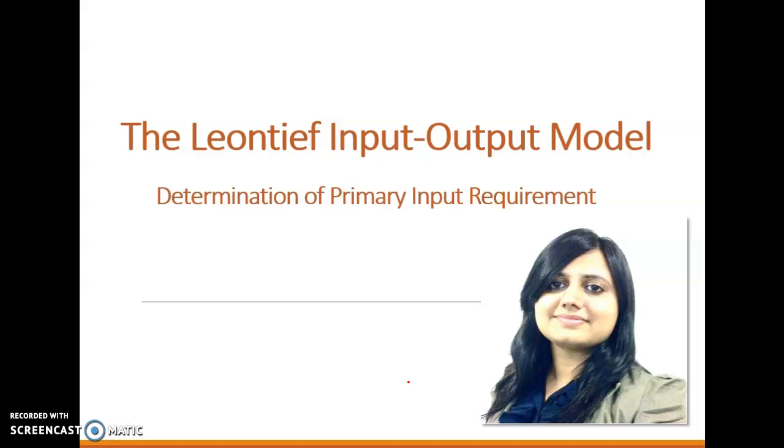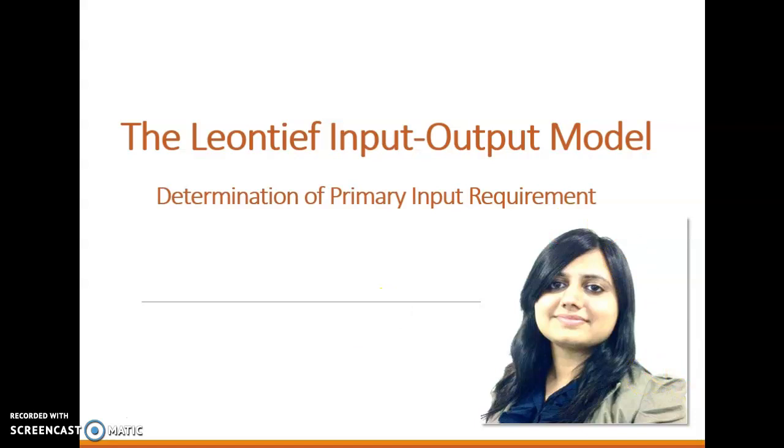This video is the part 5D video of the Leontief input-output model, where we'll be learning about how we can determine the primary input requirement. So this is very simple.